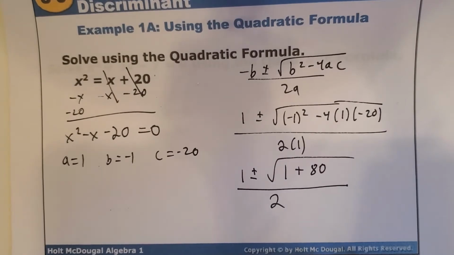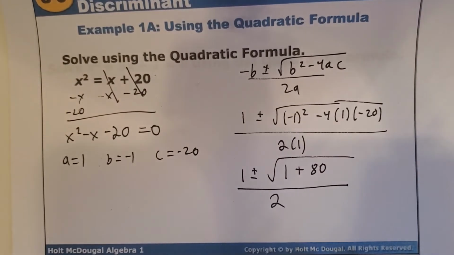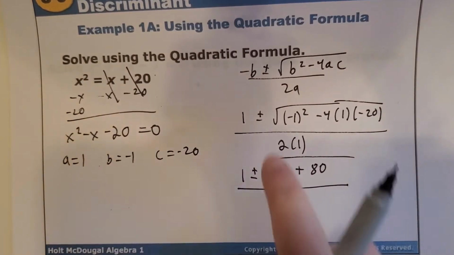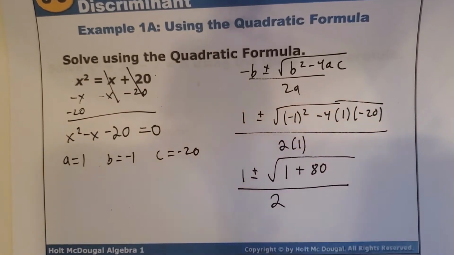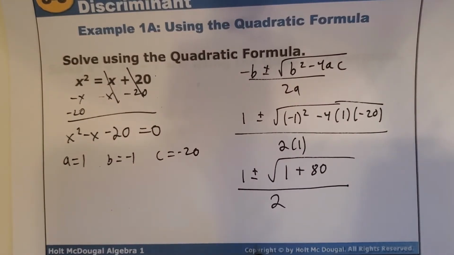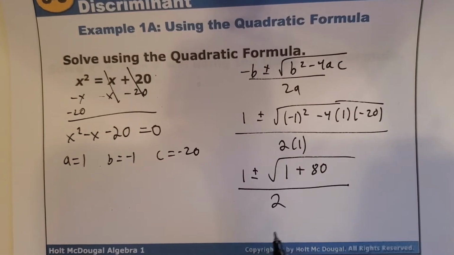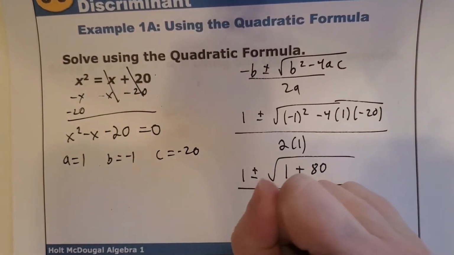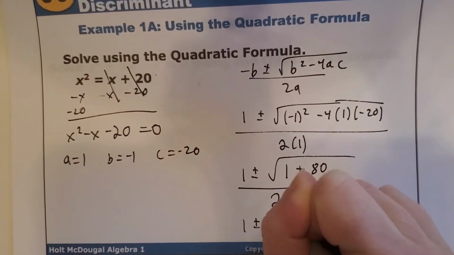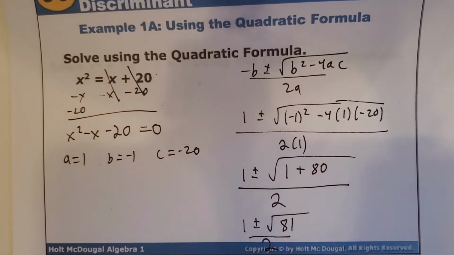Because of the order of operations, you can do a bunch of little steps at once. That's what I'm doing here. I simplified this, and I simplified this all at once. If you need to really break it down and do one single step at a time, that's absolutely fine. But then we can do 1 plus 80. I'm just going to do only that one step. 1 plus or minus the square root of 81 over 2.